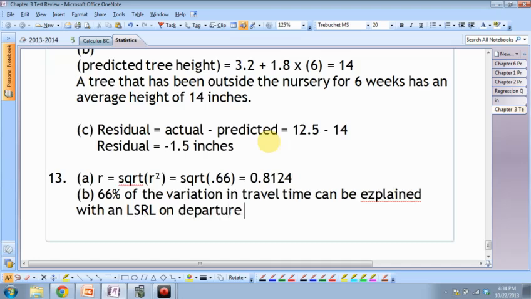It's always that kind of sentence, and then you just replace the variables, like Mad Libs. So you replace the travel time and the departure time with whatever your x and y variables are? Mm-hmm.